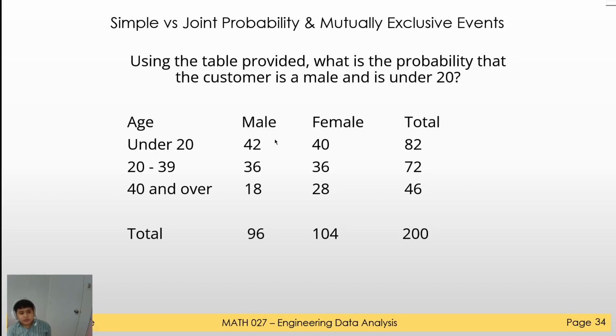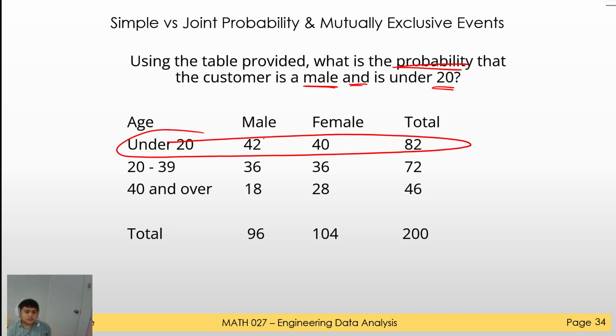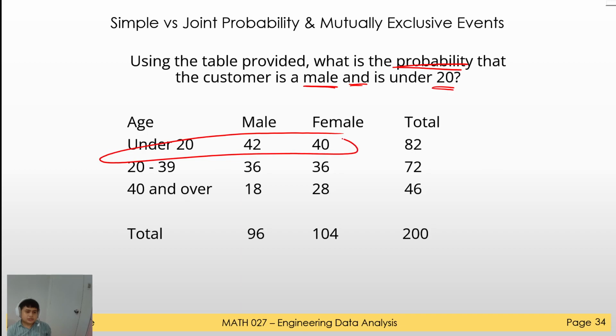So that will be the joint probability that is non-mutually exclusive. Okay, so another example here, using this table provided: what is the probability that the customer is male and is under 20? Okay, so how do we do this? The best way to do this is just to examine this. This is a contingency table. We have the age group for this column here, and then we have the gender for this row here. So we want to determine the probability that it is male and under 20. Therefore, we want to find the intersection with this and this.